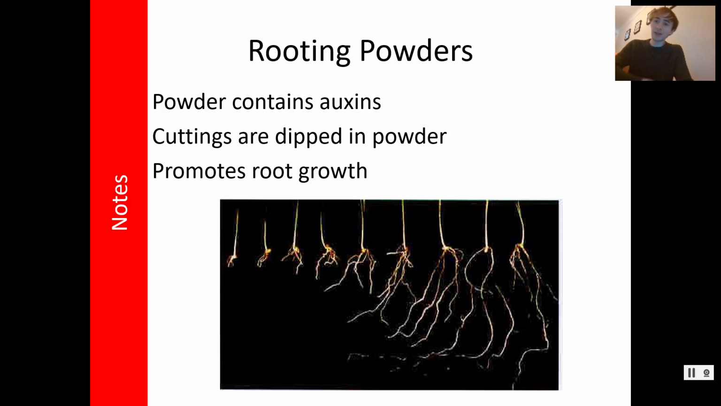What happens is if you cut a little bit off of a plant and you dip it in these rooting powders, you can then plant that into some soil and it should grow roots. And the point is, these auxins, because they promote cell growth, if you cover the bottom of the plant with it, it makes roots grow.